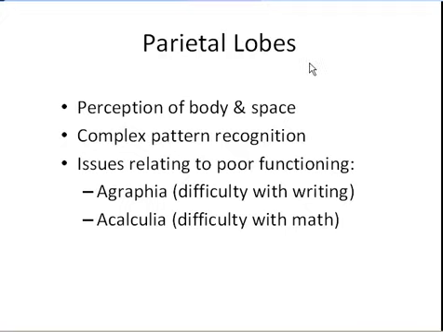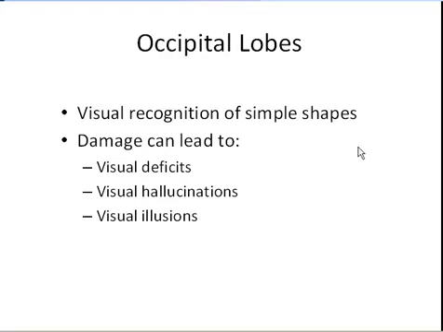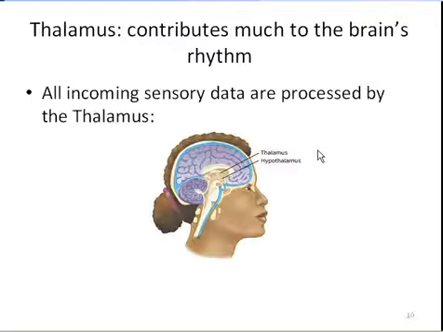The parietal lobes help us to make sense of our body and space. They assist us in complex pattern recognition, and when the parietal lobes are operating poorly, there may be difficulties with writing, difficulties with math, and spelling. The occipital lobes help us to recognize simple shapes. Damage can lead to deficits in our visual acuity. We might see hallucinations or have illusions.